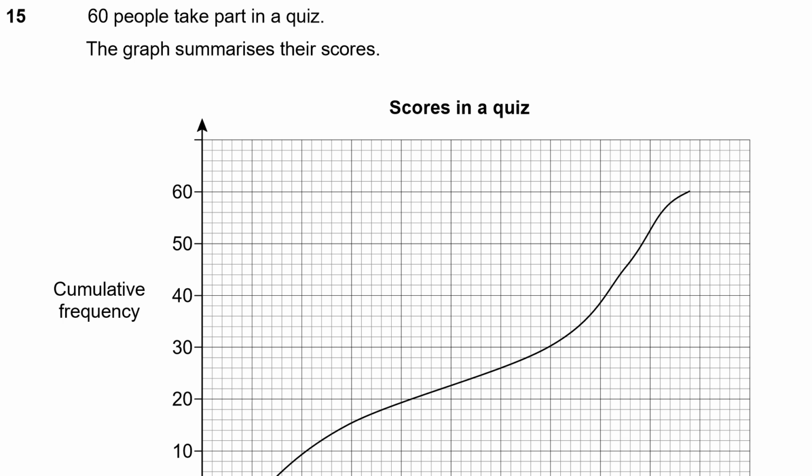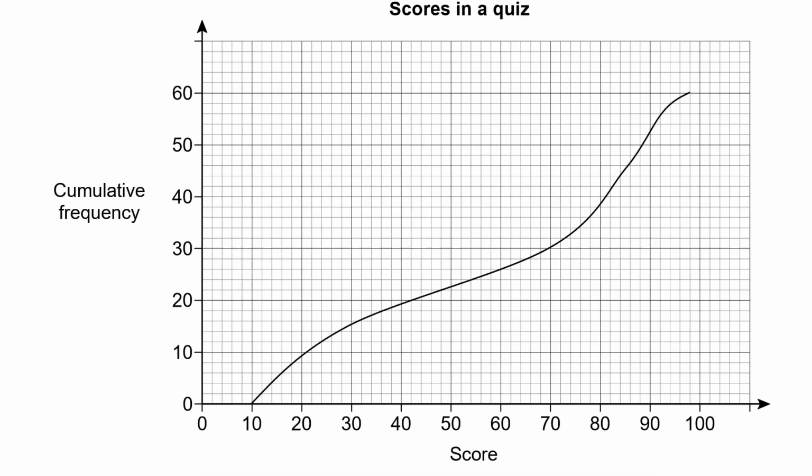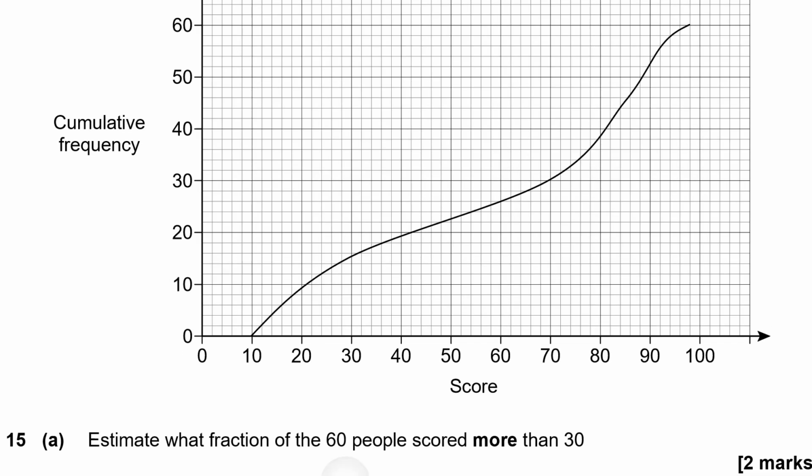Question 15. 60 people take part in a quiz and the graph summarizes their score. Now you can see we've been given a cumulative frequency curve with all the marks on it. And we're asked to use the graph to estimate what fraction of the 60 people scored more than 30 marks.